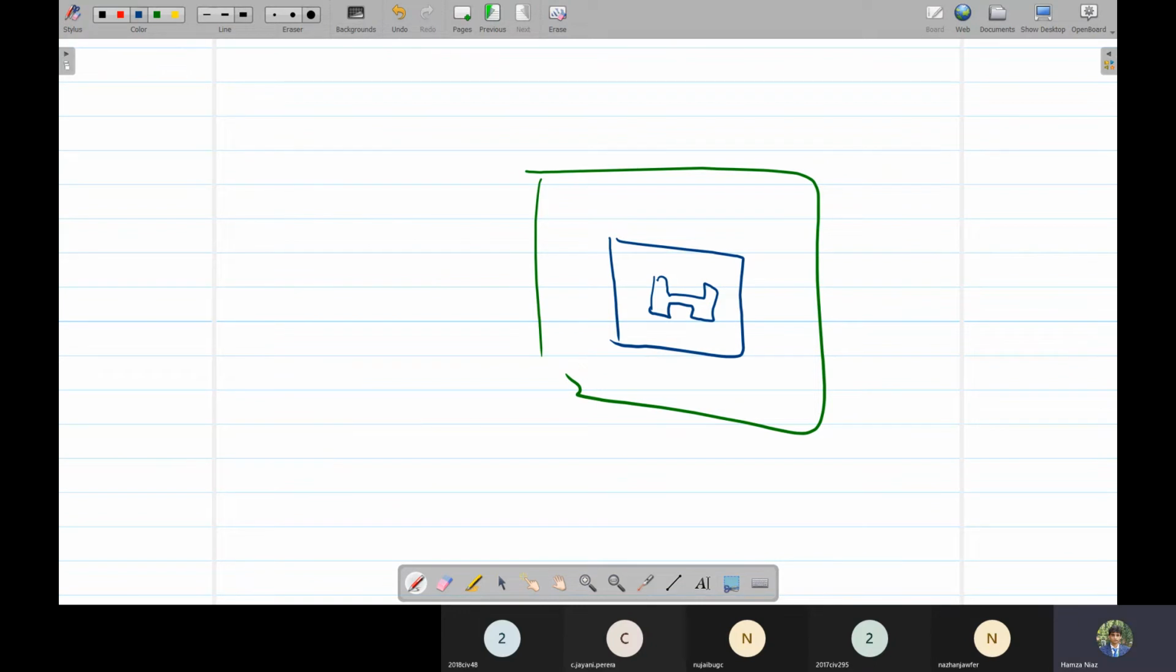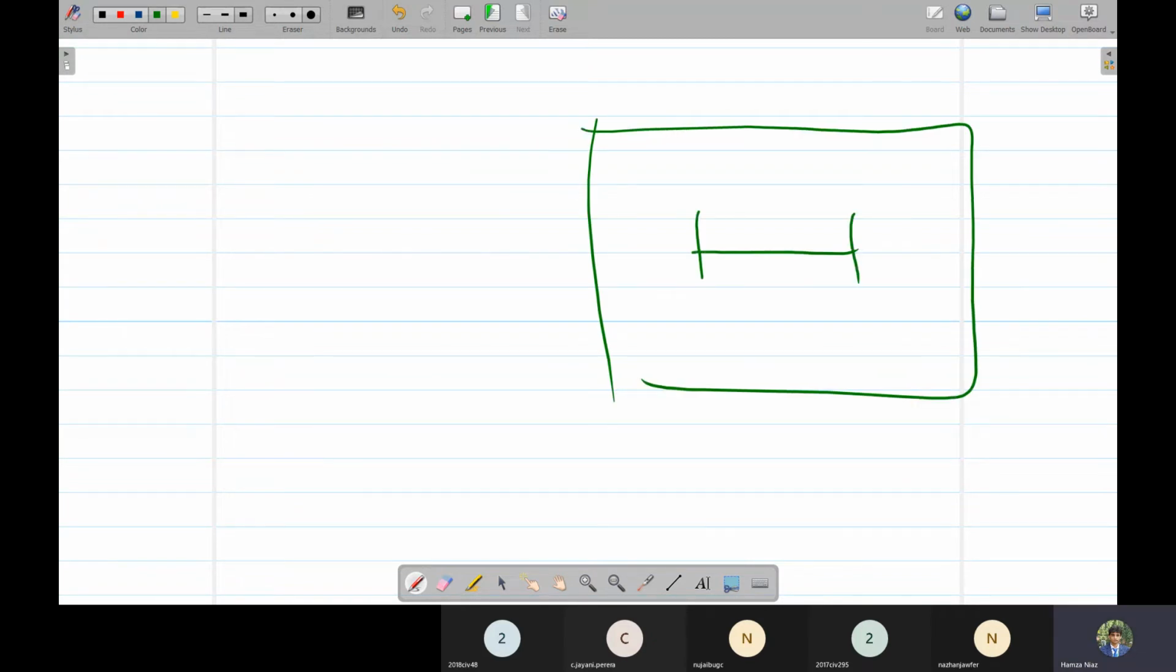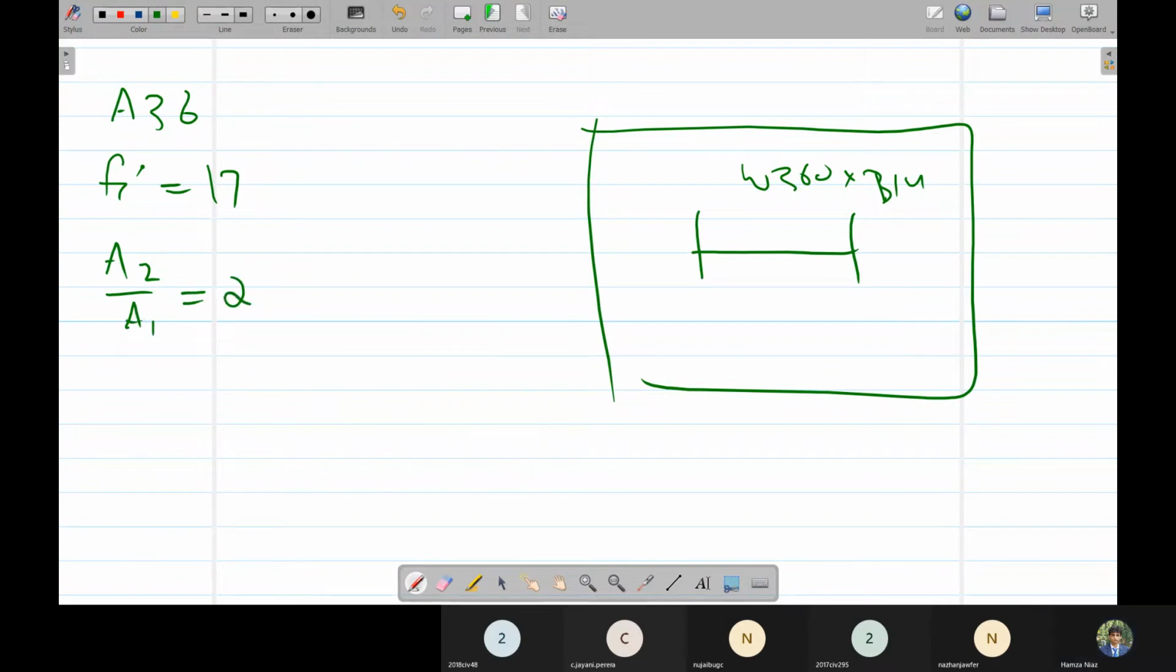Only axially loaded base plate we have done up till now. For example, this is our base plate. We have some I section on it. It is W360 x 314, and steel is A36. f'c of the concrete pad below is 17 megapascal. A2 over A1 ratio, and Pu is equal to 5000. This is the given data.